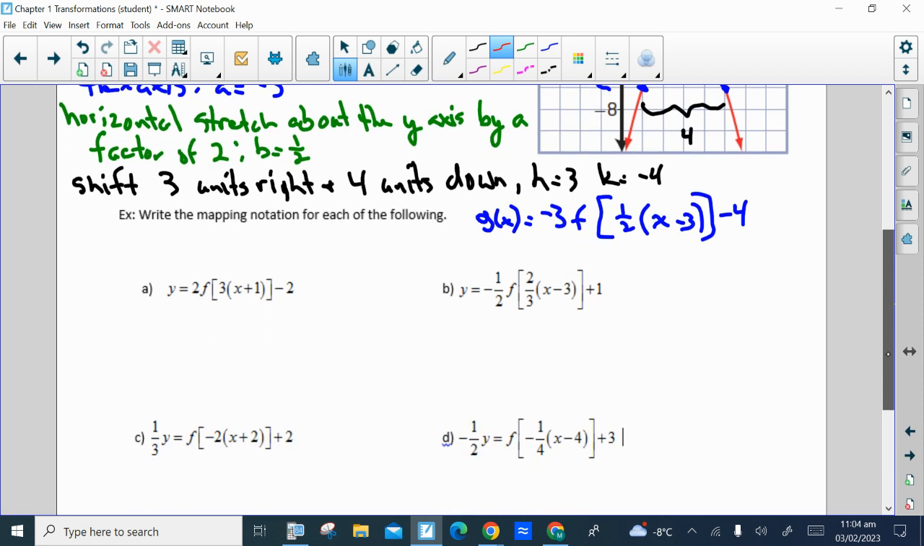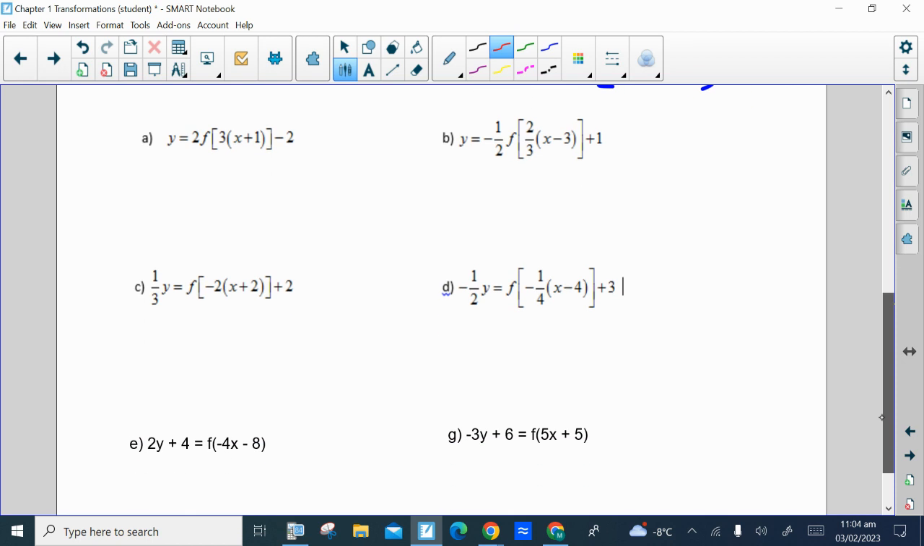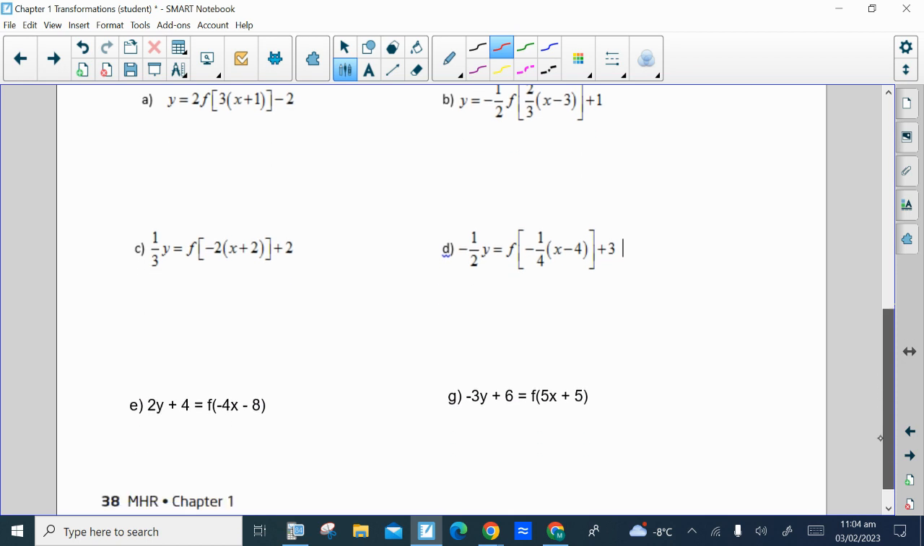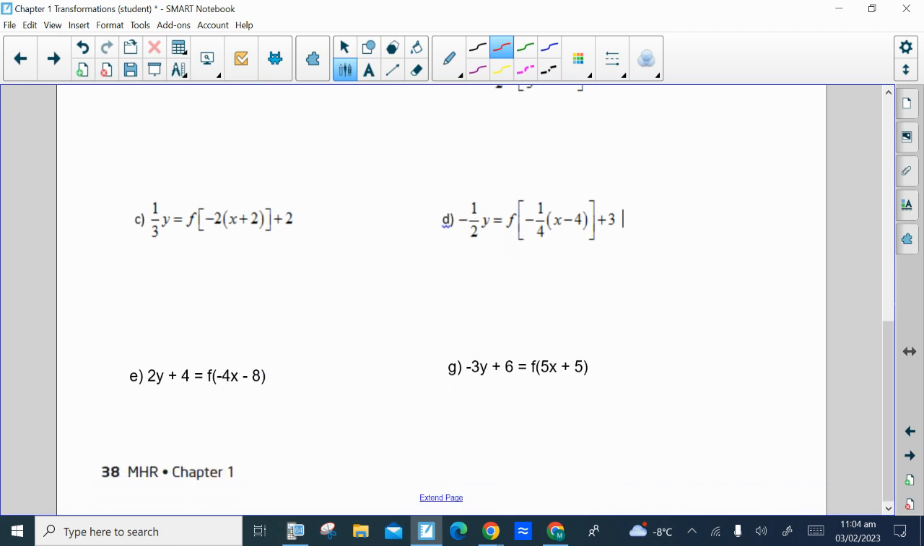And just a bit more practice with mapping notations. Let's skip A and B and look at C. You want to get y by itself, which means in this case getting rid of the coefficient of a third, and you would do that by multiplying both sides by 3. Now you're multiplying everything on the right by 3.